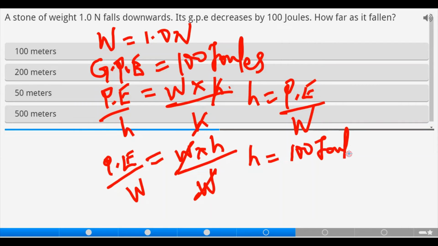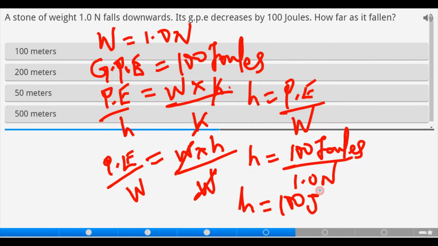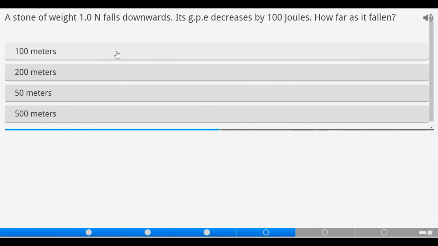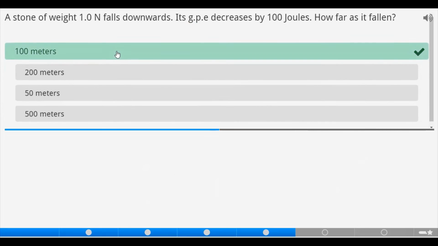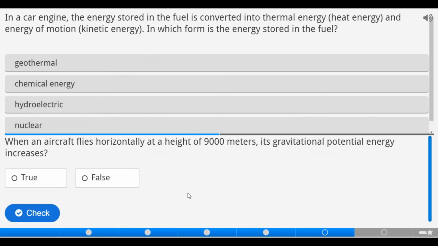Height is equal to the gravitational potential energy, 100 joules, divided by the weight, 1.0 newtons. So joule per newton can be expressed in what? As meters. So 100 over 1, that's 100 joule per newton, which you can now write as 100 meters. So do we have 100 meters there? So let's check and see. That is correct. So let's move on again.